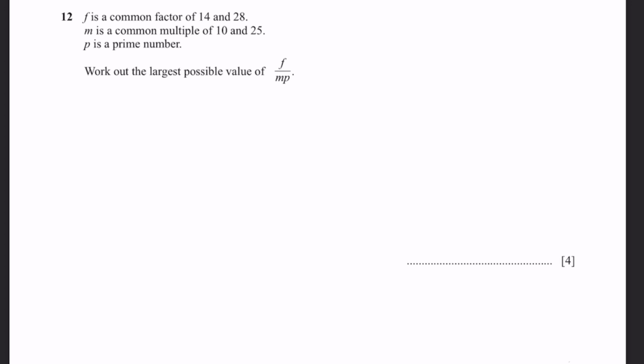Question 12. F is a common factor of 14 and 28. M is a common multiple of 10 and 25. P is a prime number. Work out the largest possible value of F/MP. Now we need the greatest possible value of F. So greatest of F, least of M, and least of P.